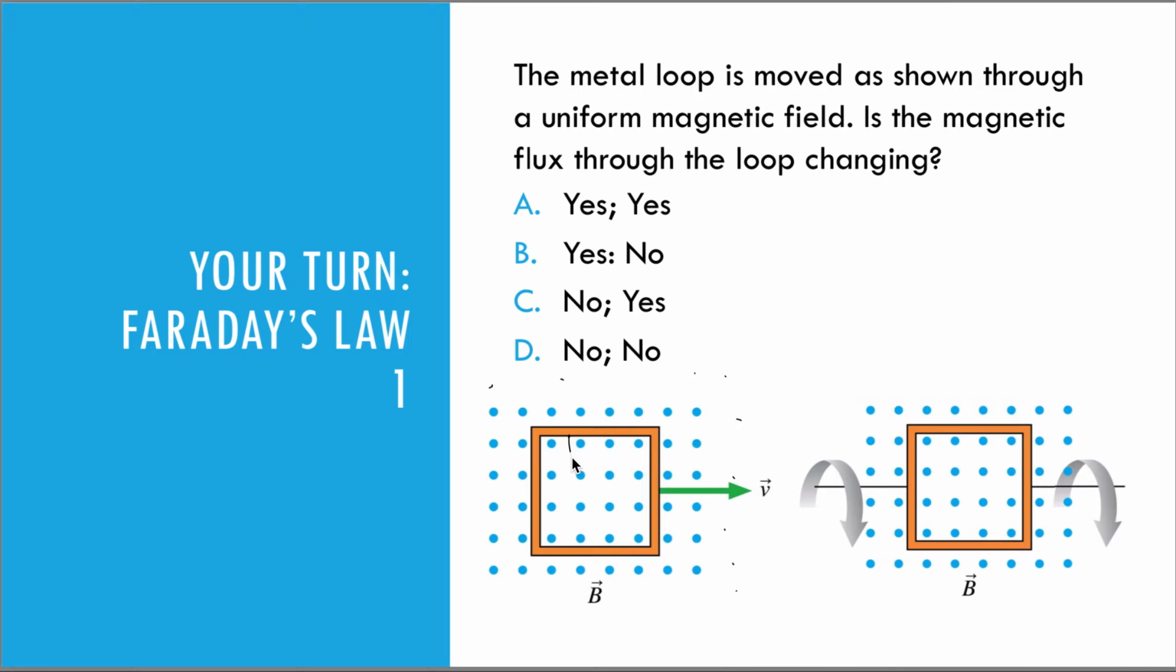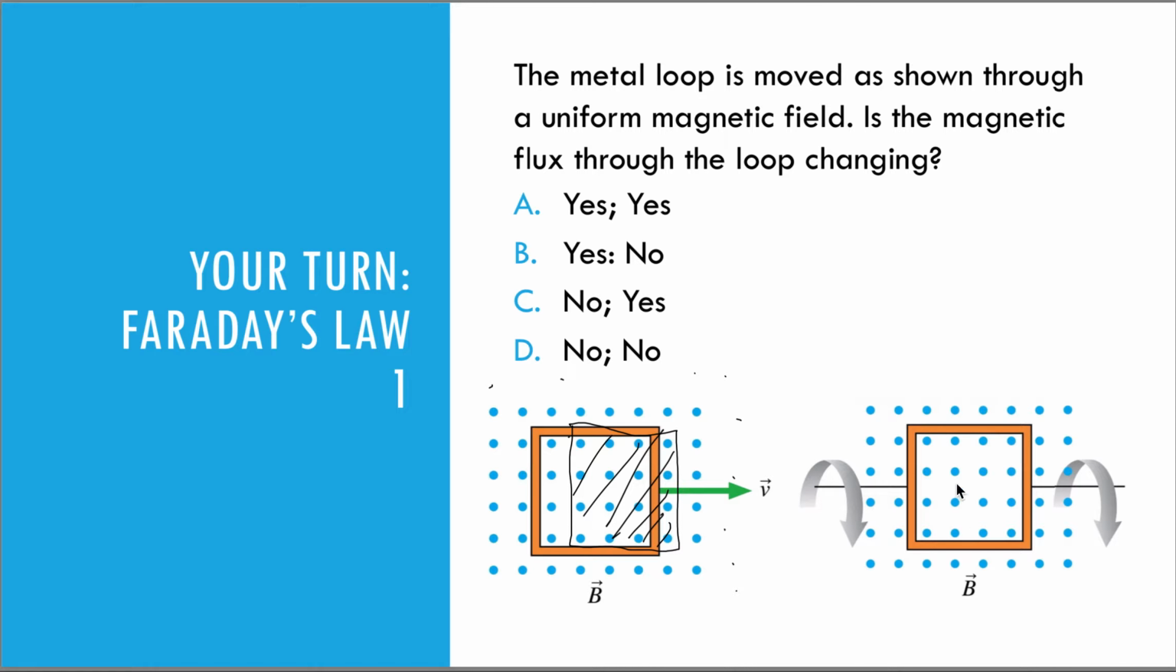Well, say the loop is now over here, it has moved to the right. Can you see that it still has just as much field going through it as it did when it was back here? As long as this field continues forever, if it's moving to the right, it still has the same amount of field passing through it. So the field hasn't changed, the area of the loop hasn't changed, the flux through the loop has not changed. But what about this case over here?